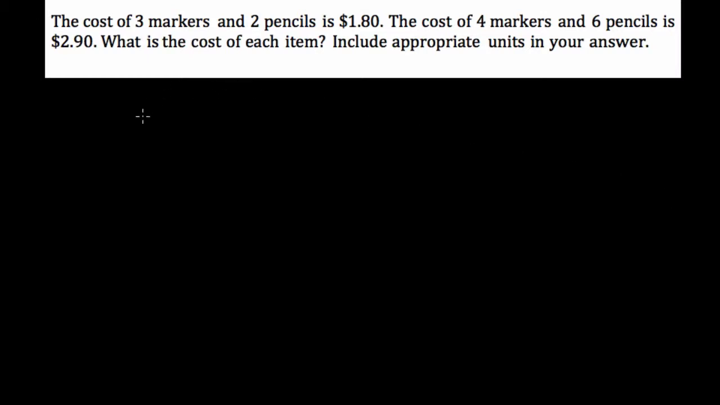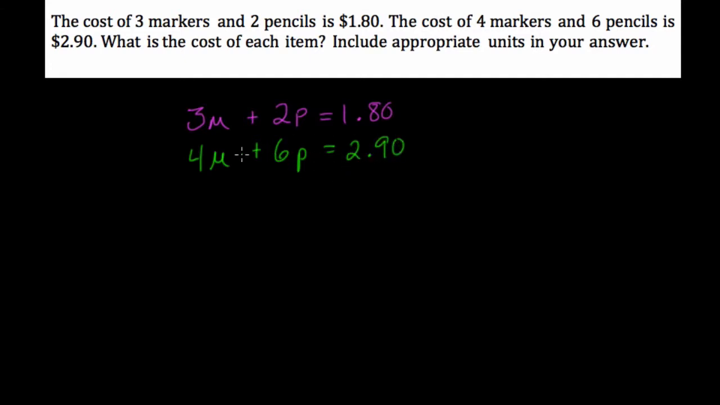In this problem, the cost of 3 markers and 2 pencils is $1.80. So 3 times m, the cost of a marker, plus 2 times p, the cost of a pencil, equals $1.80. Then we're told that the cost of 4 markers and 6 pencils is $2.90. What is the cost of each item?